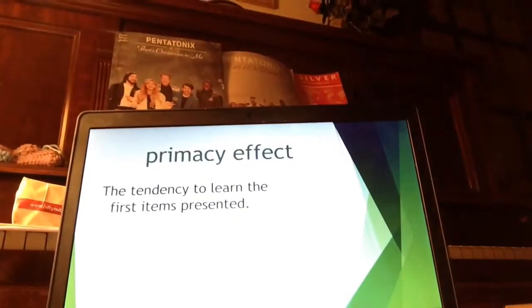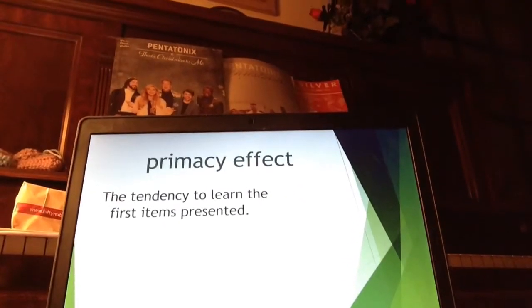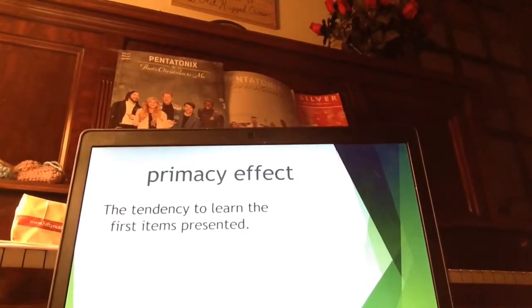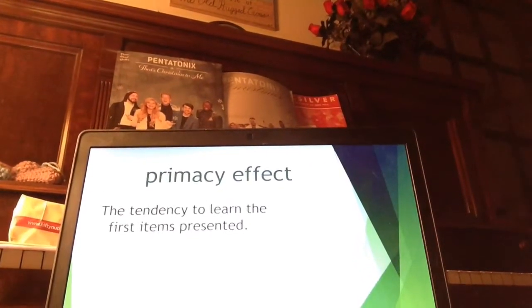The primacy effect, the tendency to learn the first items presented. So primacy, first items presented.